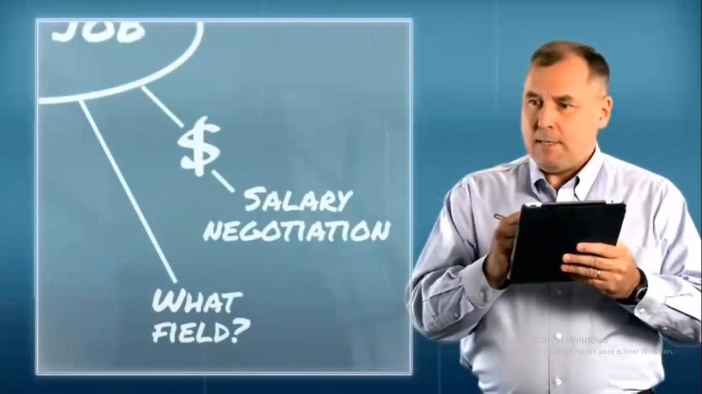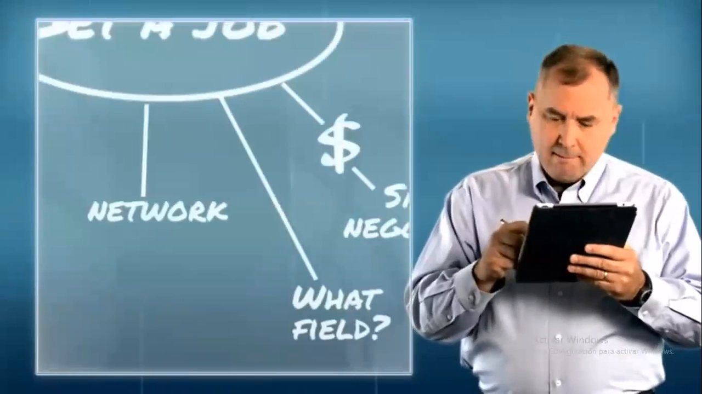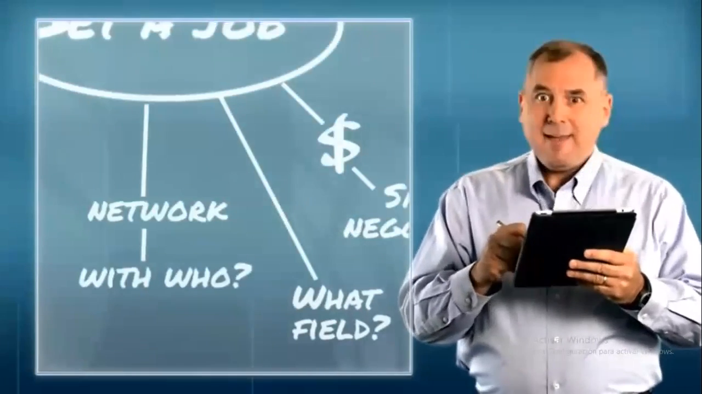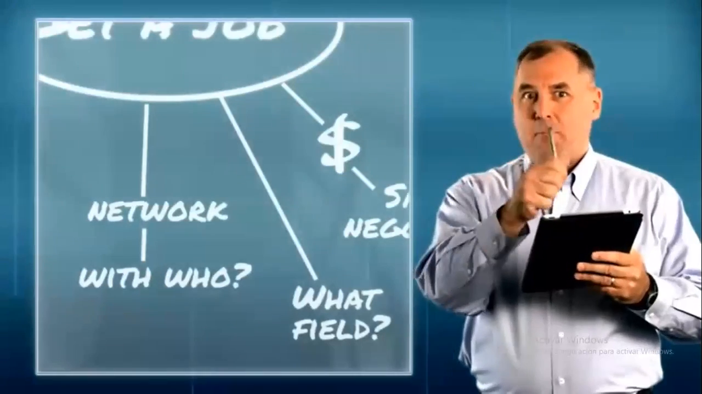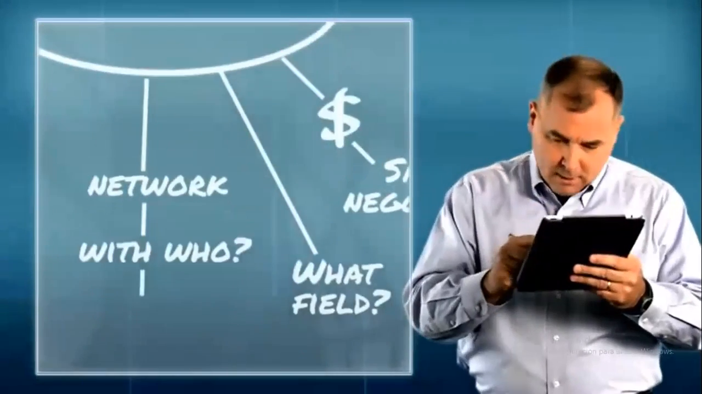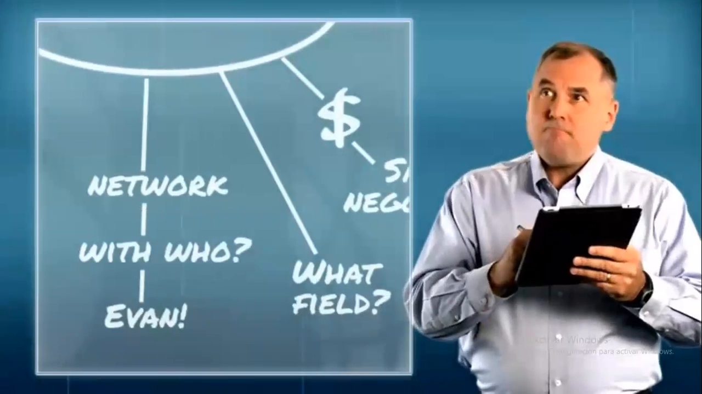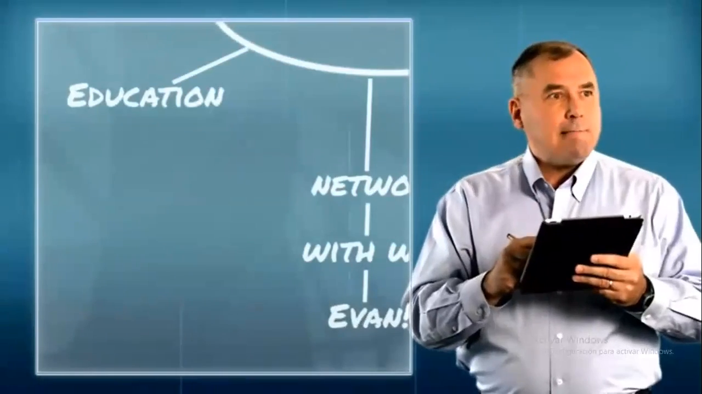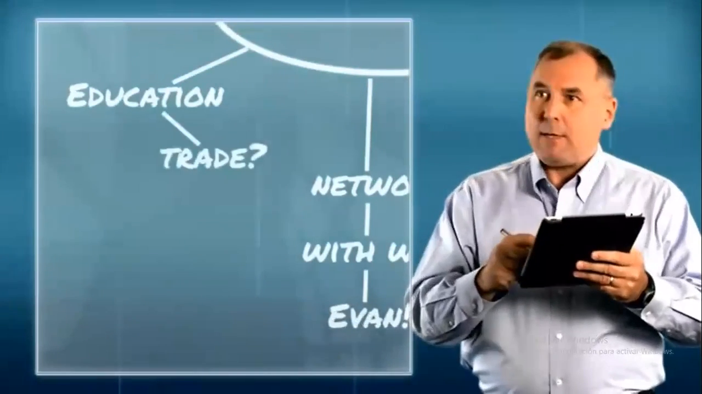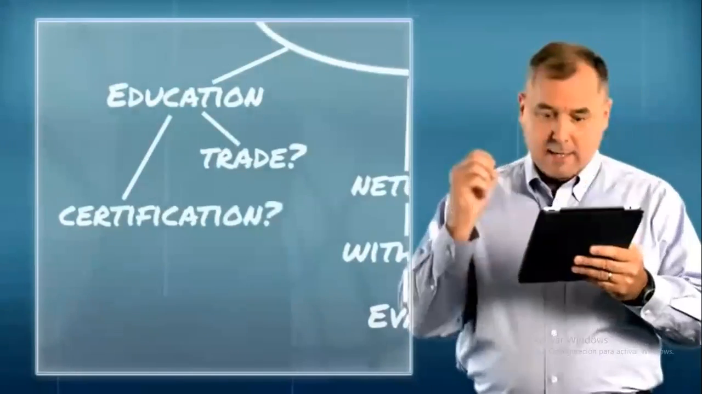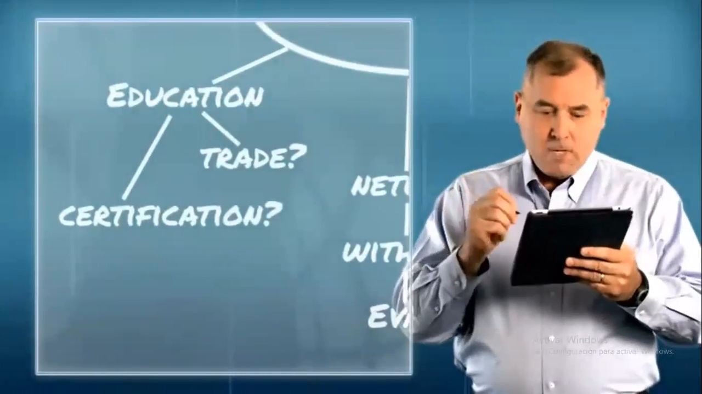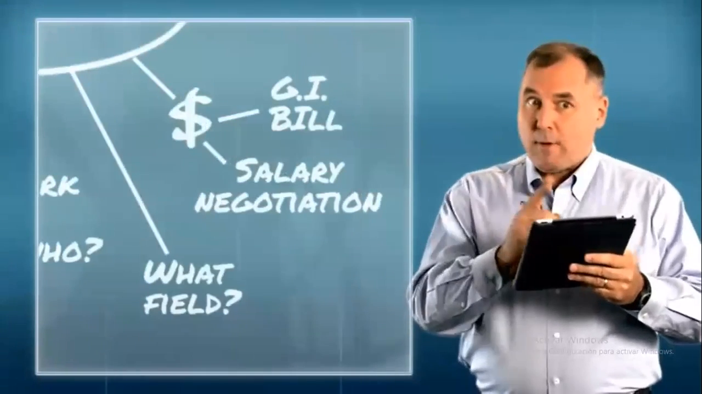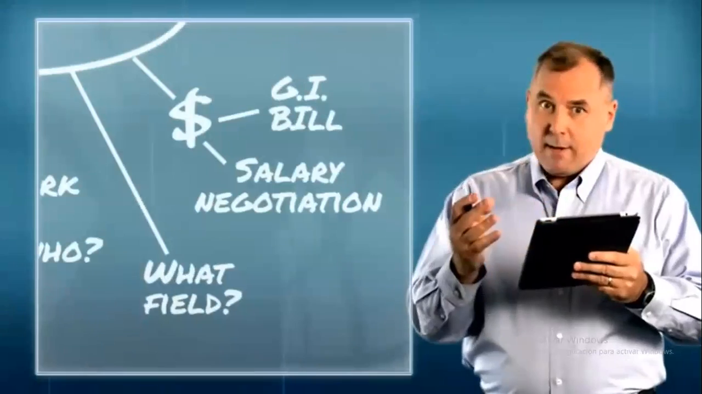What else? Network. I've got a network. Who should I network with? Evan just got out a couple of months ago. I have his number. I'm going to give him a call. Education. What kind of education do I need? Is it going to be a trade that I'm going to get? Is there a certification that I need to get? Speaking of money, what about the GI Bill? I need to make sure I have that information as well, so I know what assets I'm dealing with.